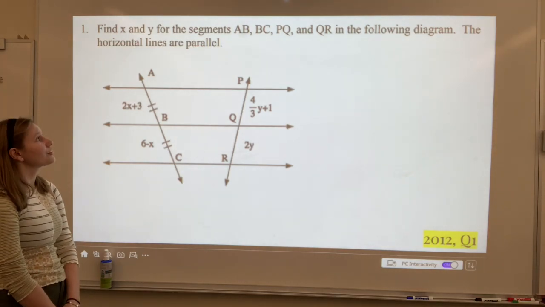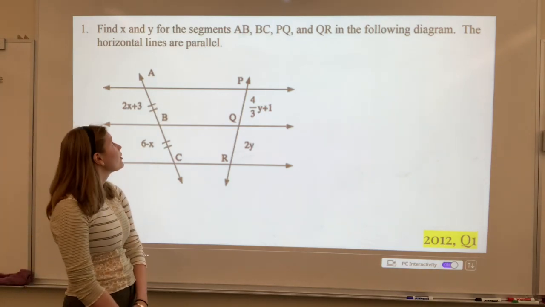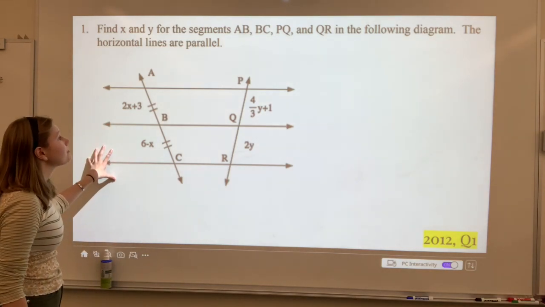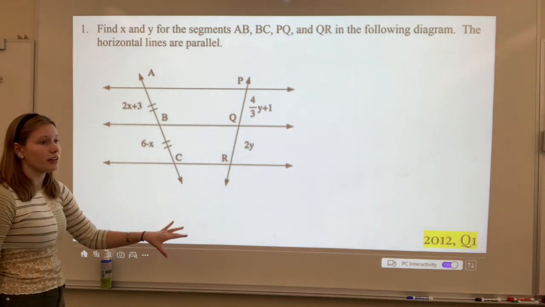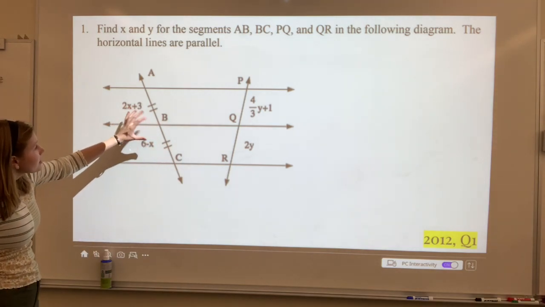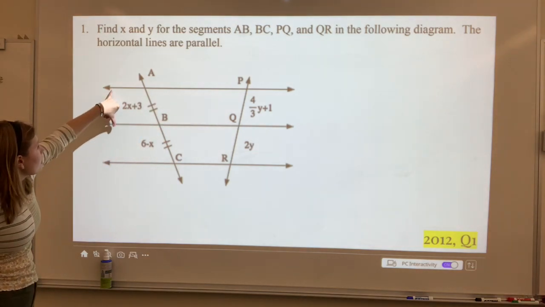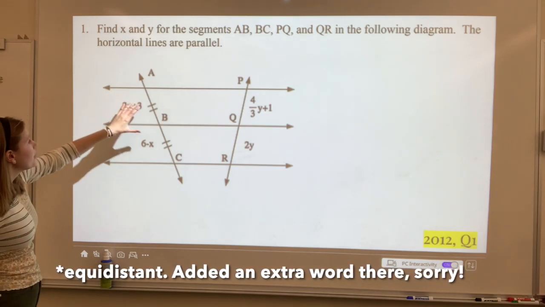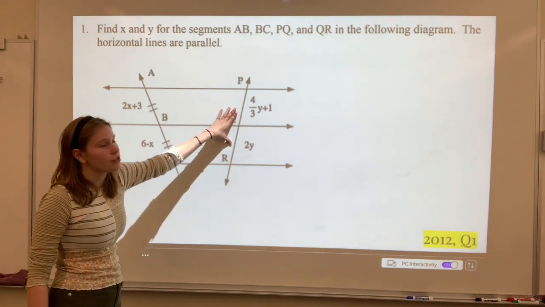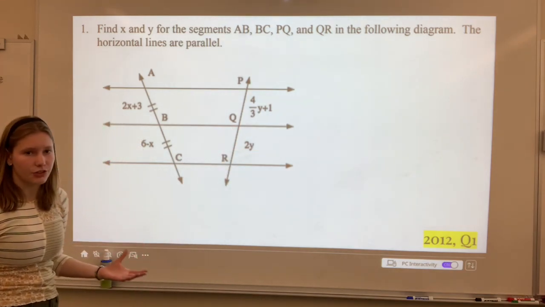Find x and y for the segments AB, BC, PQ, and QR in the following diagram. The horizontal lines are parallel. Alright, so they give us the diagram, and we know that these horizontal lines are parallel. Also, this transversal right here, we know that these two segments are both equal, meaning that these parallel lines are equidistant apart. So we can set these equal to each other. Also, the same applies for this transversal. We can set these two segments equal to each other. So then we just get solving for each individual variable.